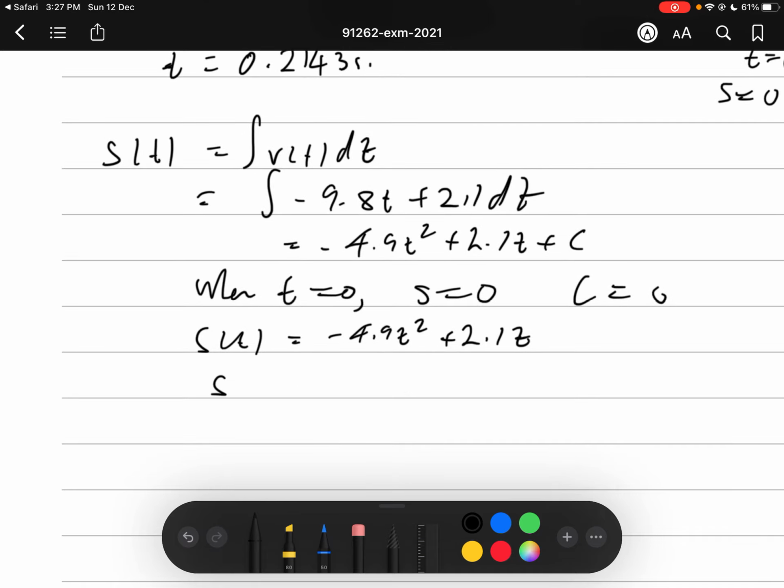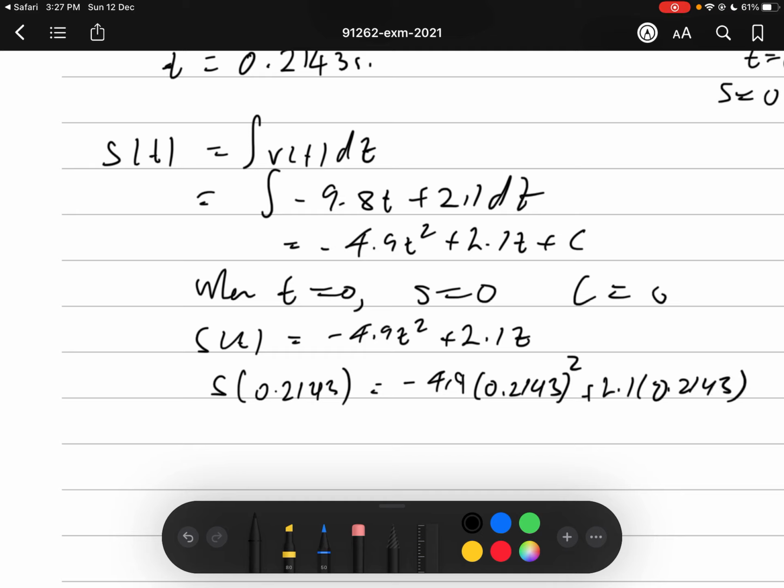Substituting the time value of 0.2143, we get negative 4.9 times 0.2143 squared plus 2.1 times 0.2143. That should give us an answer of 0.225 meters.